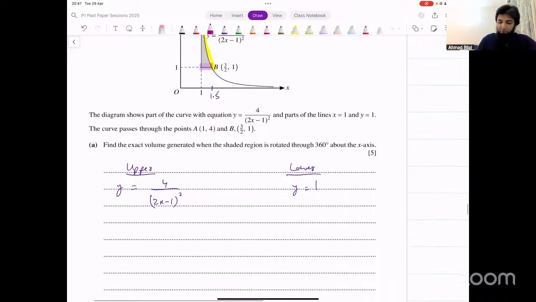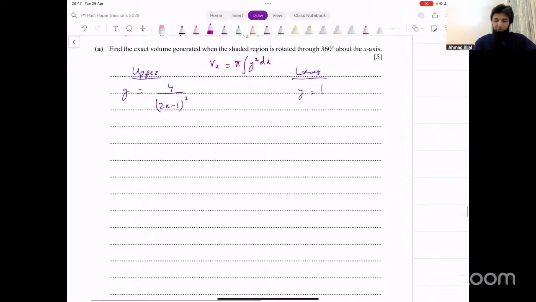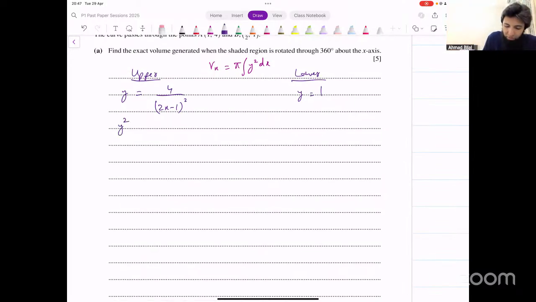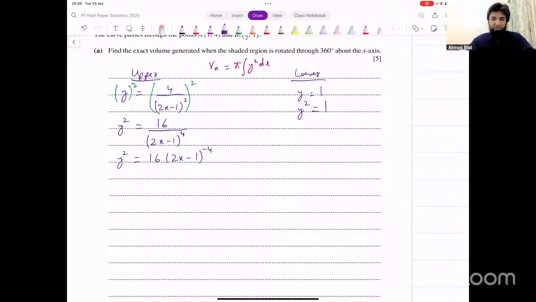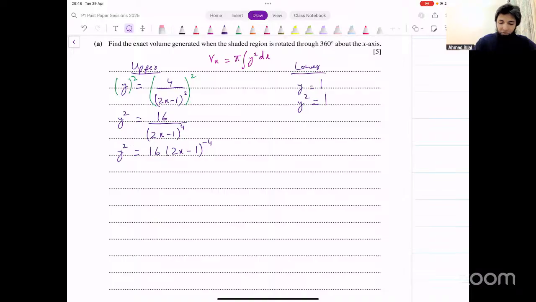Let's apply the volume of revolution formula. What's the volume of revolution formula about the x-axis? It's pi into the integration of y squared with respect to x. First of all, we want y squared from both of them. So what's y squared going to be here? When we square both sides, we get 16 in the numerator, and in the denominator we have (2x minus 1) whole raised to power 4. Since we want to integrate this, we want x in the numerator. We can say y squared equals 16 into (2x minus 1) whole raised to power negative 4. From the other function, we get y squared equals 1. These are the two functions that we've got. Since the limits are the same, you can subtract them first and then apply limits, or do them separately, however you prefer. Both are fine.